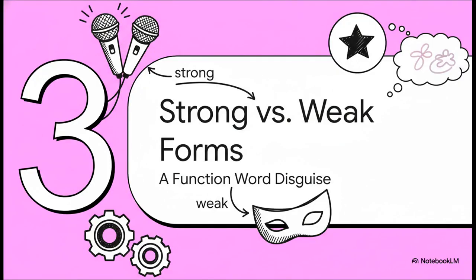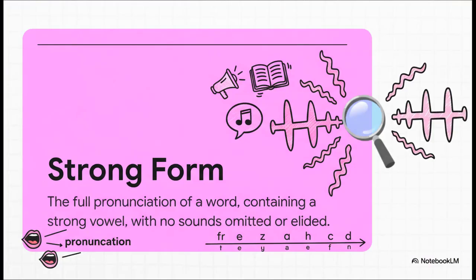And this is where we get to the main event, strong forms and weak forms. You can almost think of them as a public voice and a private voice that only these function words get to use. Content words? Oh, they're much simpler. They only have one way of being said. Now, the strong form is pretty much what you'd expect. It's the full, clear dictionary pronunciation of a word. It's how you say it when you're saying it slowly and carefully. And all those content words we talked about, like traveled, are always spoken in their strong form.